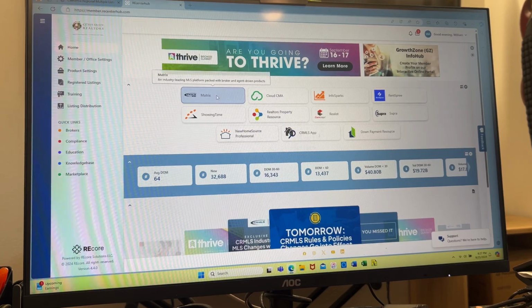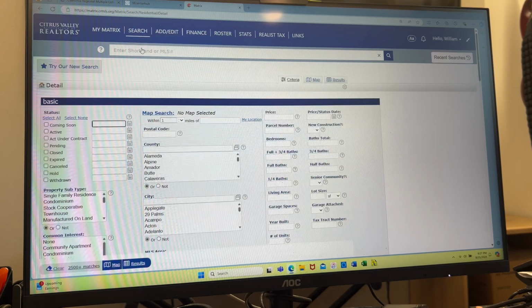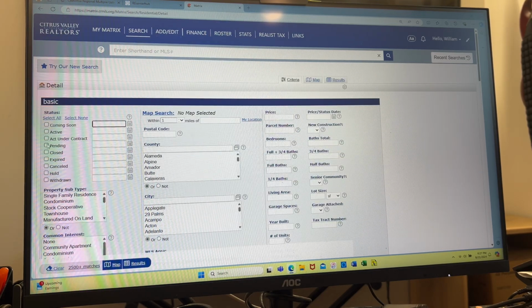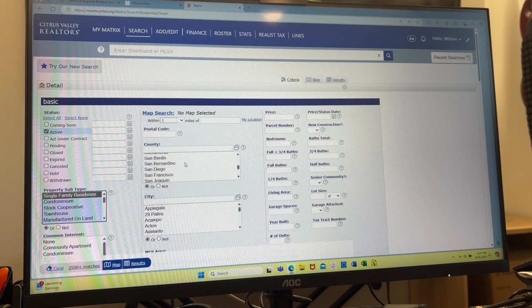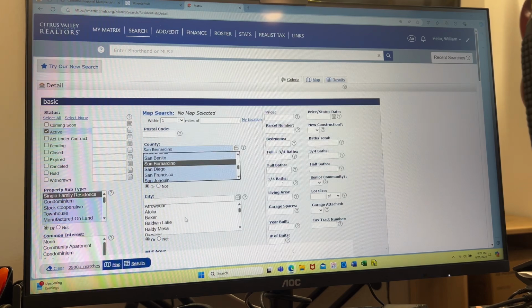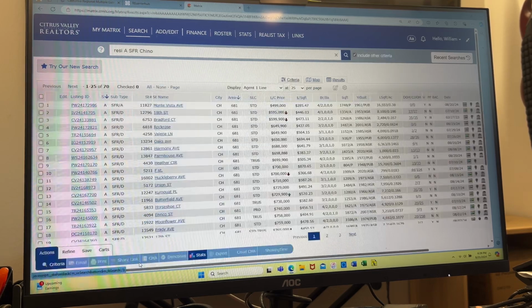But let's just say we go here, and then we're going to search detail. Let's just say we want to look at active. Those are your active listings. Single family residence. Let's just say we're going to go here, San Bernardino. Let's choose Chino. So right here shows that there's 70 listings right now in the city of Chino. Okay, so click the results.